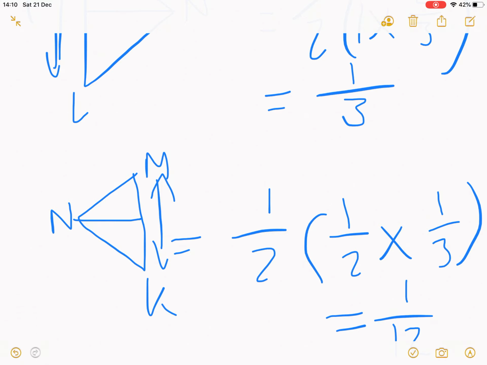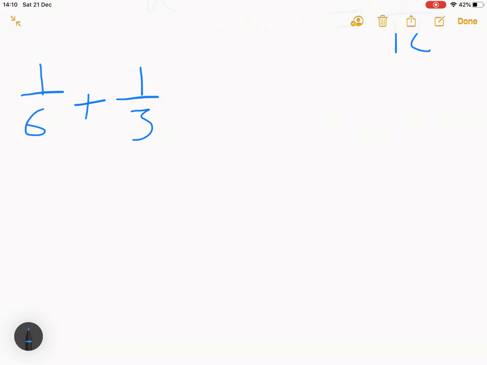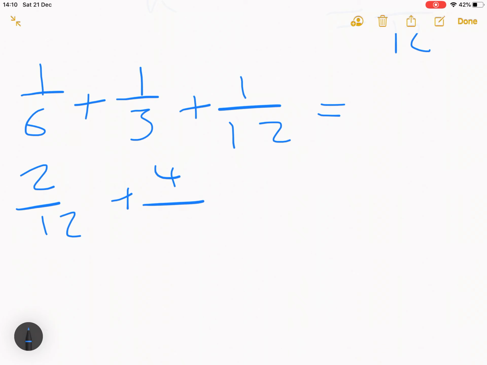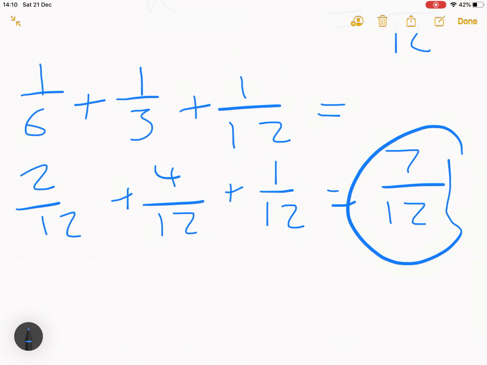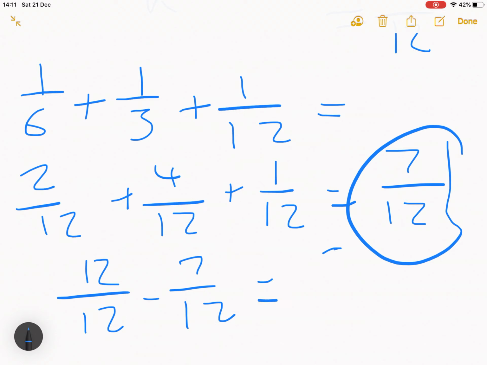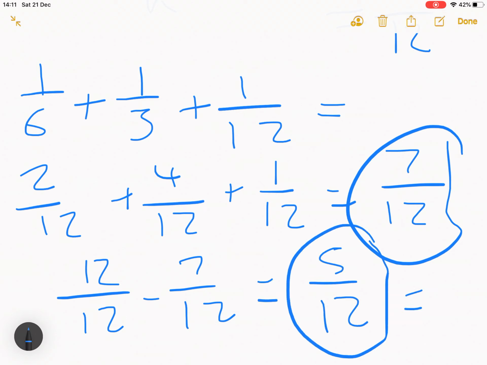So now we have the areas of all these triangles, and we can add them up. We basically had a 6th plus a third plus a 12th. And then we make the denominators the same, so you have 2/12 plus 4/12 plus 1/12, which is 7/12. Then we subtract this from the area of the whole square. The area of the whole square is 1 by 1, which is also 12/12. So 12/12 minus 7/12 is 5/12. So 5/12 is the area of Q.